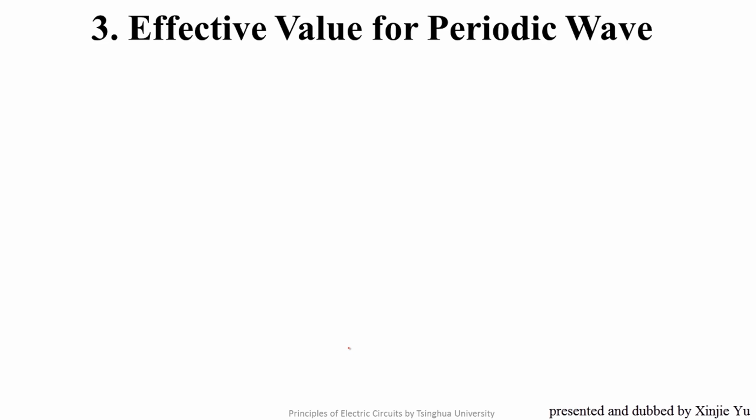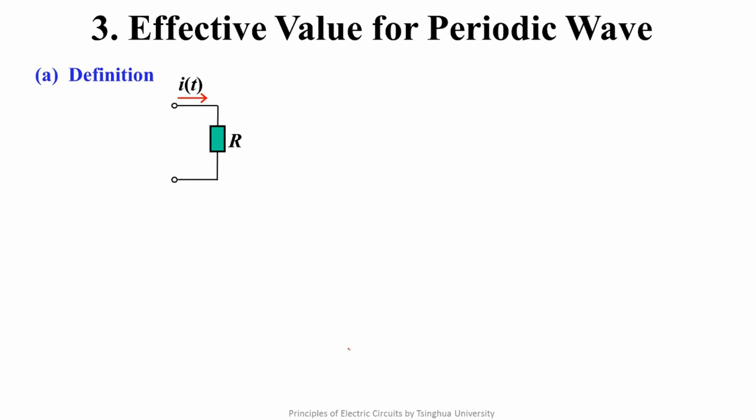Now we will discuss the effective value for the periodic wave in the last part of this lecture. Firstly, let's introduce the definition of the effective value for the periodic wave. We suppose i(t) is a periodic wave. It needn't be a sine wave. A periodic wave is enough. We should calculate the energy delivered by it to the resistor in one period.